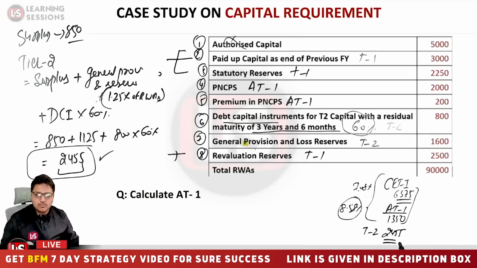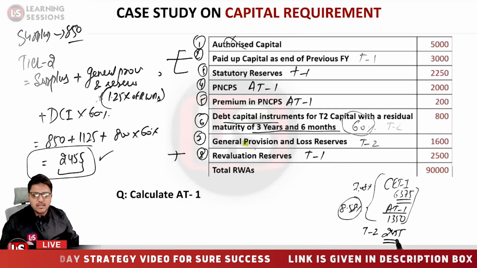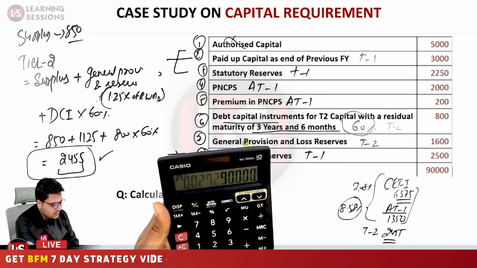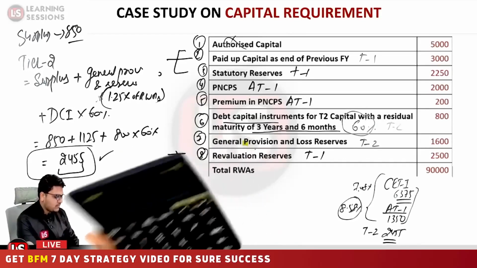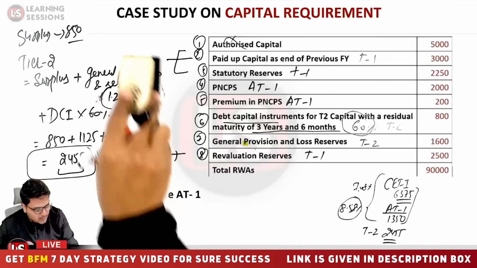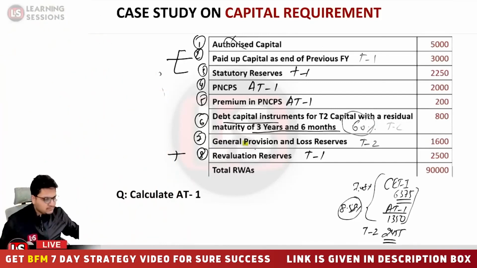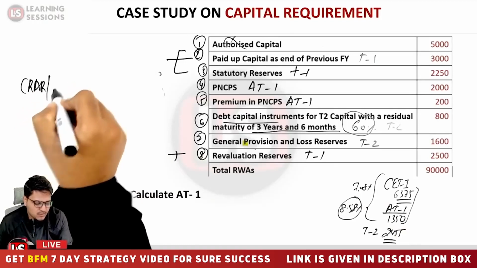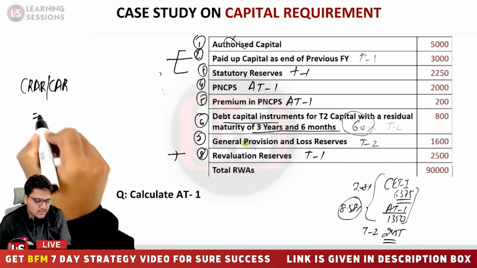Now, what is the tier 2 ratio over here? It is 2455 divided by 90,000, that is 2.72%. And what is CRAR for the bank? What is CRAR, capital to risk-weighted assets ratio, or capital adequacy ratio? One and the same thing.